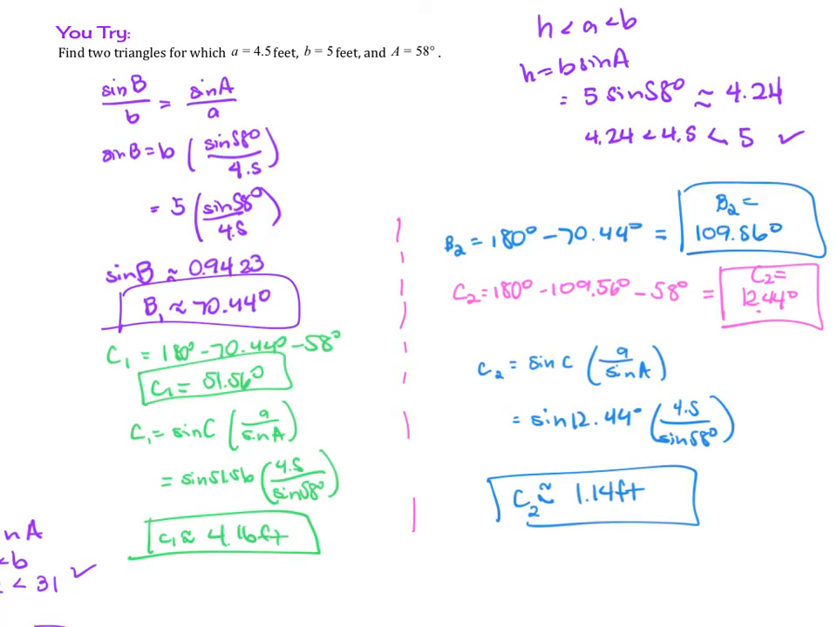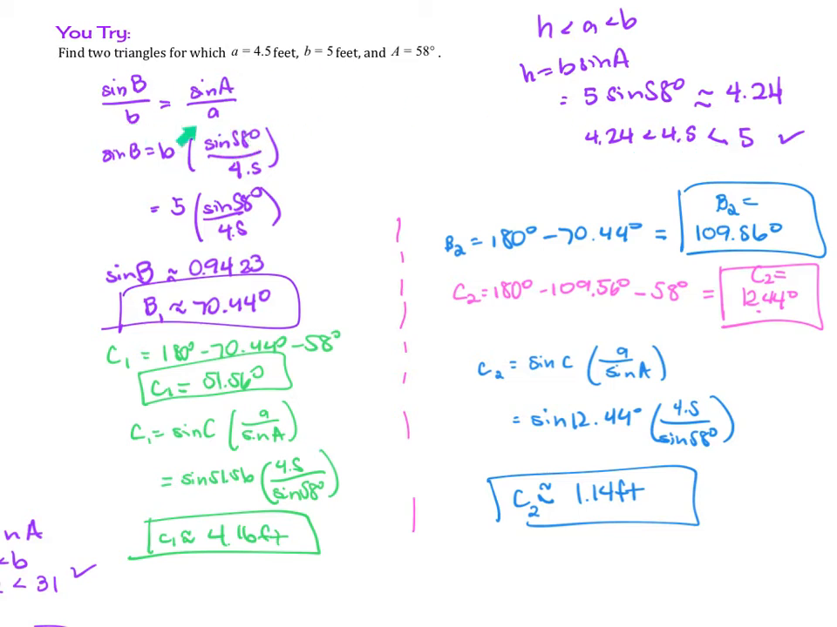If you tried this out, you would have gotten B1 would be 70.44 degrees, and I did check it out. So I did find that the height is about 4.24, which is less than A of 4.5, which is less than B of 5 feet.